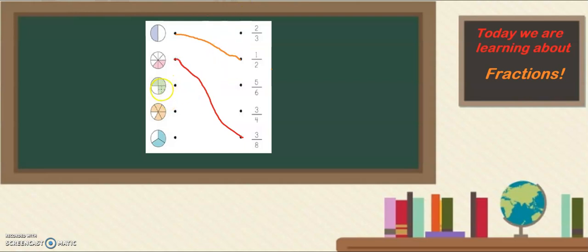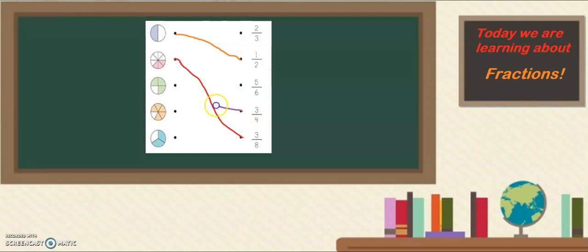So we're going to match this one right here. How many pieces are there of this whole? 1, 2, 3, 4. They're all the same size. So our denominator should be 4. And our numerator, how many are colored? 1, 2, 3. 3/4.